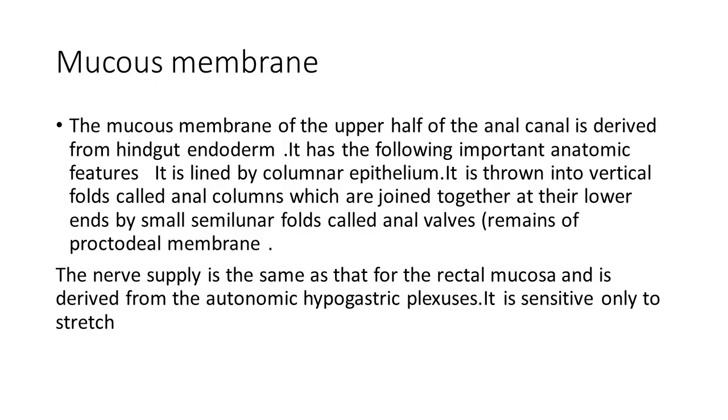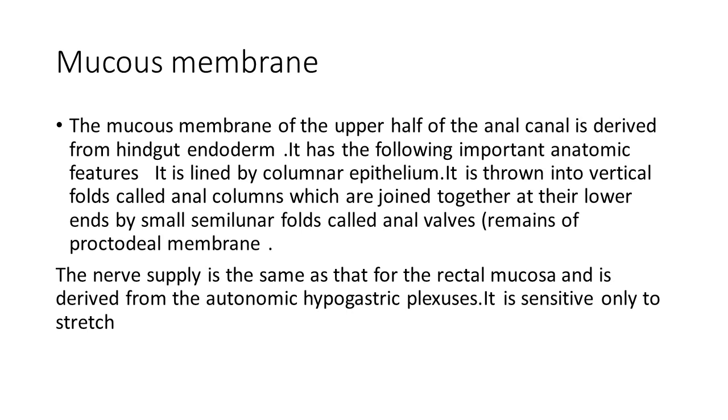Mucous membrane. The mucous membrane of the upper half of the anal canal is derived from the hindgut, of endodermal origin. It has the following important anatomical features. It is lined by columnar epithelium. It is thrown into vertical folds called anal columns, which are joined together at their lower ends by small semicircular folds, the anal valves, remains of the ectodermal membrane.